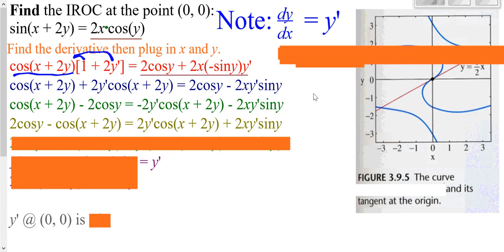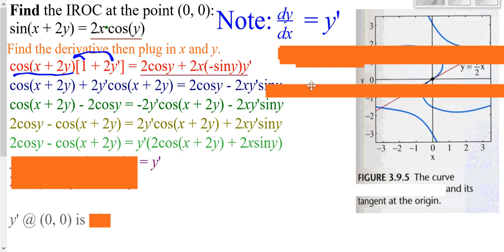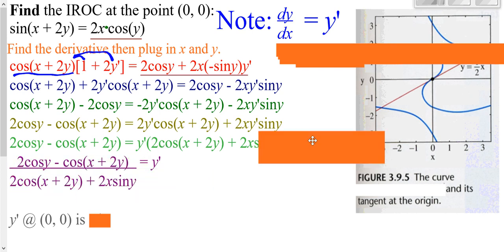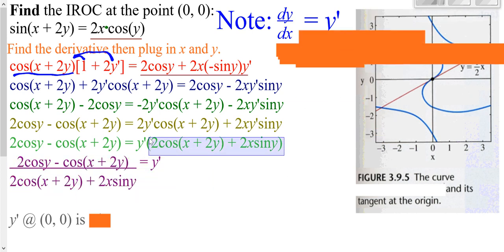Now, if instead of bringing all my y primes to the right side, if I took my y primes to the left side and what was on the left side I took to the right side, I would have got straight down to this answer here and I wouldn't have had all those negatives. But if you end up getting a lot of negatives, that's what you can do. So now you'll notice on the right we have a y prime as a common factor. We can pull that out. Didn't do anything to the left side. On the right side, we have y prime times something. To get y prime by itself, we just have to divide by this big set of parentheses here, and we get this.